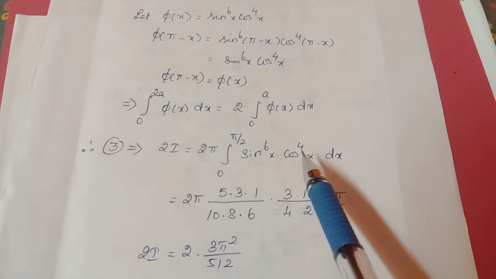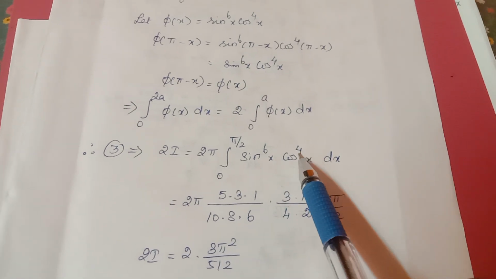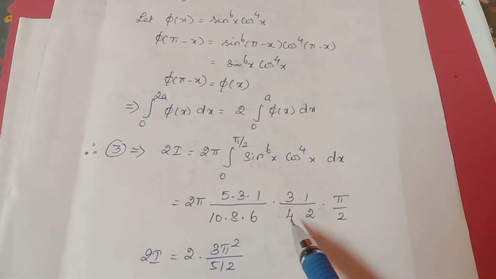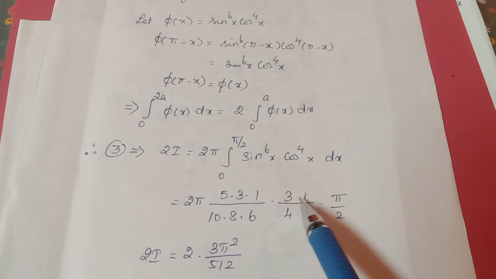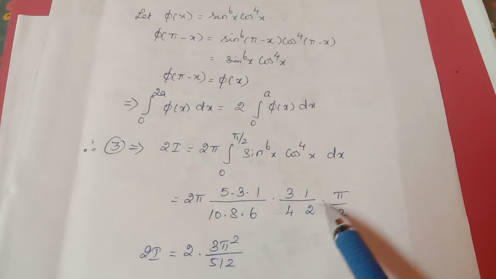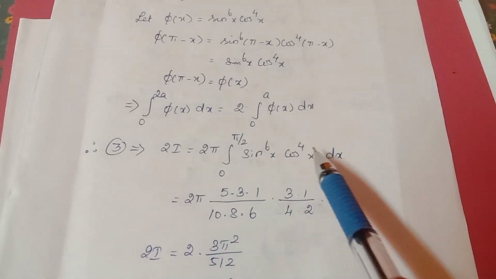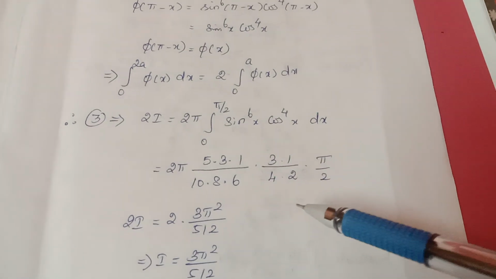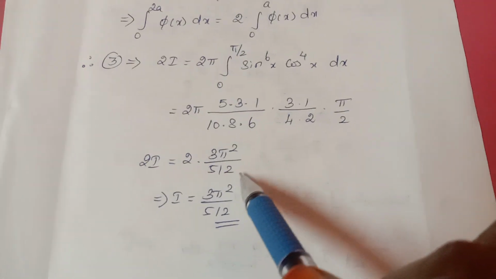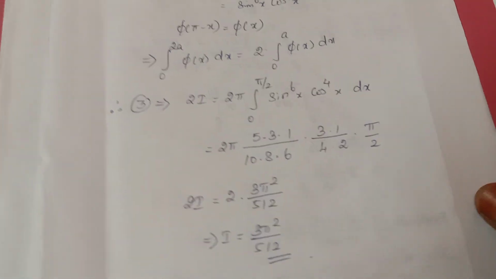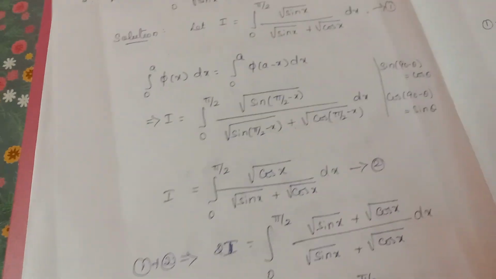Into cos power is also even, so for this 4 you have to write 4 here. So in the denominator it will be 4 into 2, in the numerator it will be what? 3 into 1. Since both are even, pi by 2 should come. So this is the reduction formula for sin power 6 into cos power 4. So after simplifying, I am getting it as 2I equal to 2 into 3 pi square by 512. So I equal to simply 3 pi square by 512. Okay. Next problem.